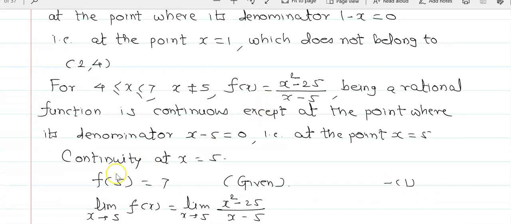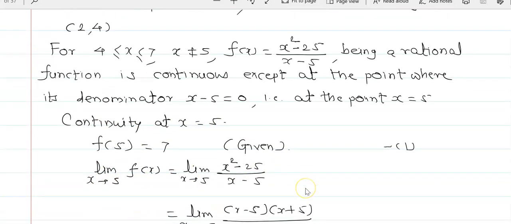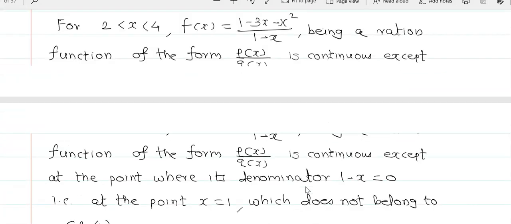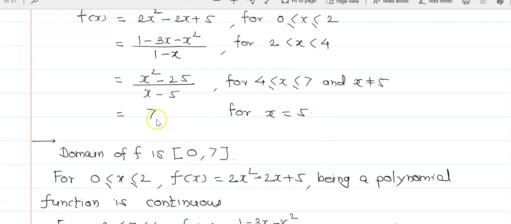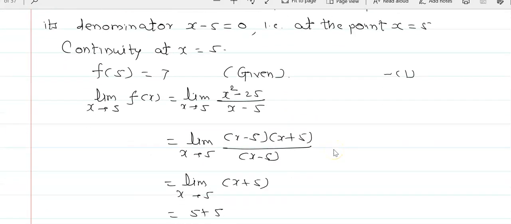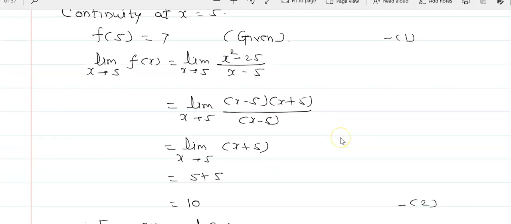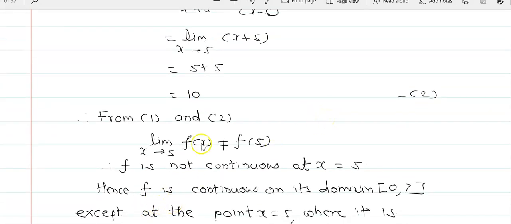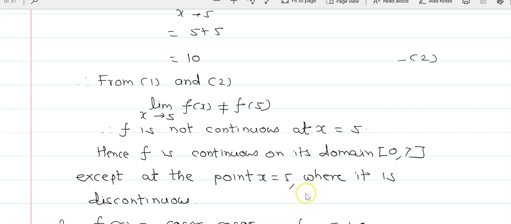In this case, check continuity at x equal to 5. f of 5 is 7. Therefore, take the limit as x tends to 5 of f of x, that is (x squared minus 25) upon (x minus 5). Split it up and cancel. If you evaluate that, you will get the limit as 10. The value of the function is not equal to the limit. Therefore, the given function is not continuous at x equal to 5. And hence, f is continuous on its domain 0 to 7 except at the point x equal to 5, where it is discontinuous.